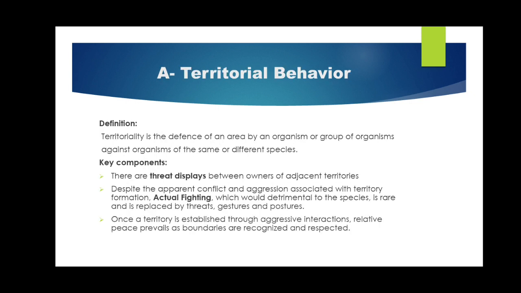So, territorial behavior is the defense of an area by an organism or a group. The organisms will show this kind of behavior to protect their area, which is lined or marked by them. This kind of behavior is shown against organisms of the same or different species. Now, the important point about territorial behavior is that threats are always displayed between owners of adjacent territories.